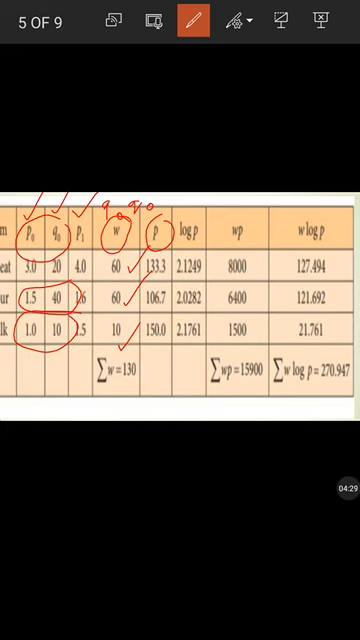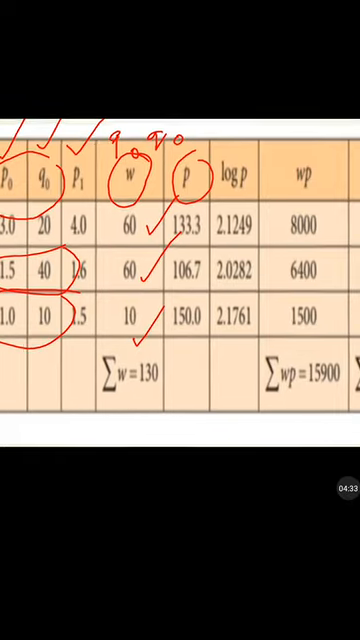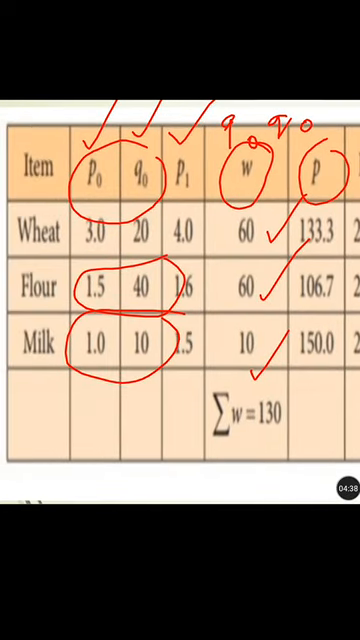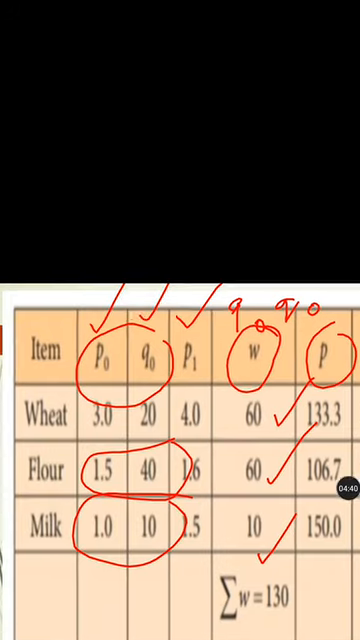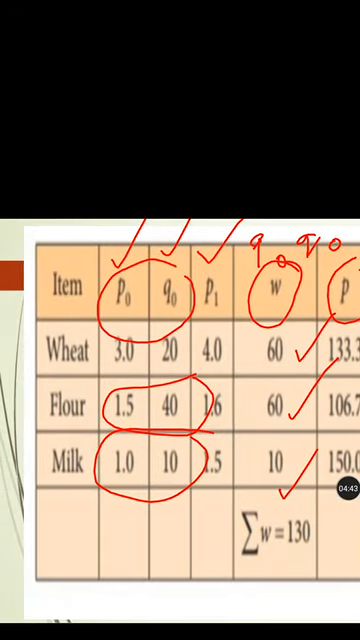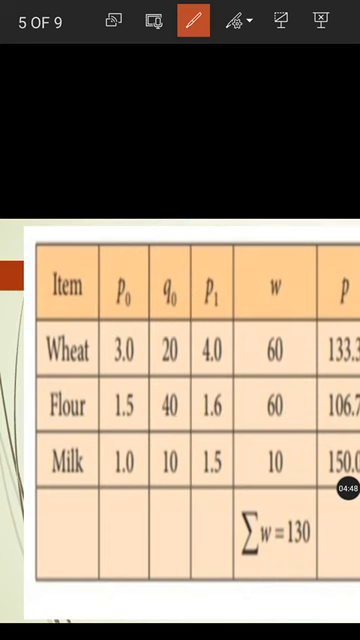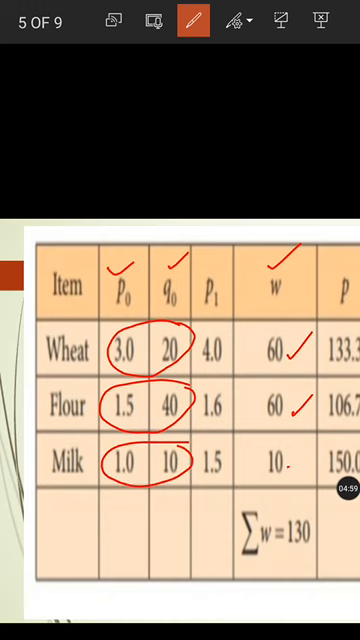You can zoom in and see the P0 values: 3.0, 1.5 and 1.0. We have to multiply P0 and Q0 to calculate W. 3.0 into 20 is 60, then 1.5 into 40 is 60, and again 1.0 into 10 is 10. This is how we calculate W.